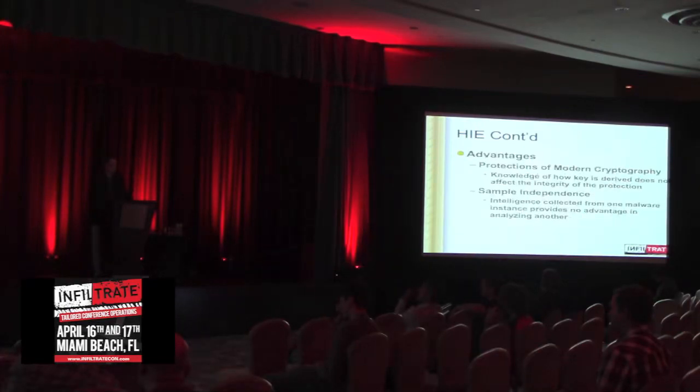So the advantages of HIE are that it's based on modern cryptography, and that knowledge of how the key is derived, I mean, there could presumably be an API or a standard or specification for this, wouldn't affect the integrity of the protection, again, provided that the fields that make up the ID are well chosen. In addition, intelligence collected from one particular malware instance doesn't provide an advantage in analyzing another. That's another advantage.